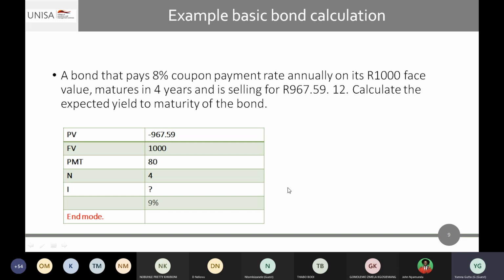Okay, a bond pays an 8% coupon payment annually and it has a 1,000 Rand face value. It matures in 4 years and is selling for 967 Rand 59 cents. Calculate the expected yield to maturity of the bond. Please just excuse this part. So it's 967.59.